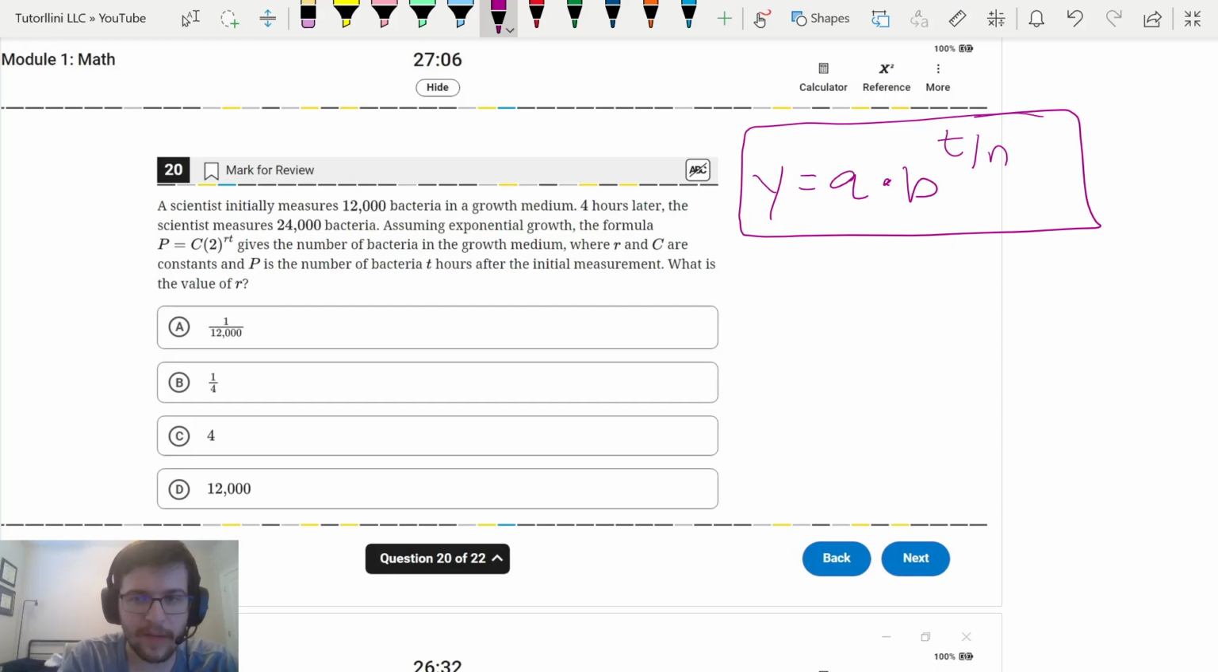A is the starting amount, or your y-intercept. B is the growth/decay rate, what you're multiplying by. T is just time. N is the interval, how often that growth rate is being applied.